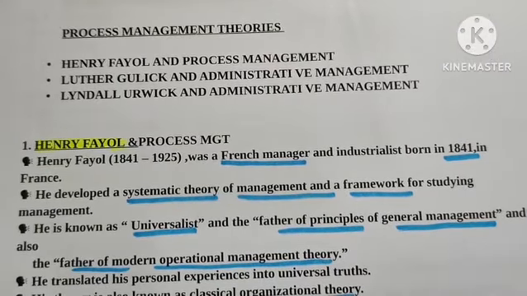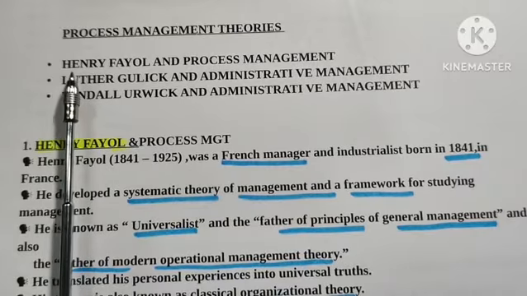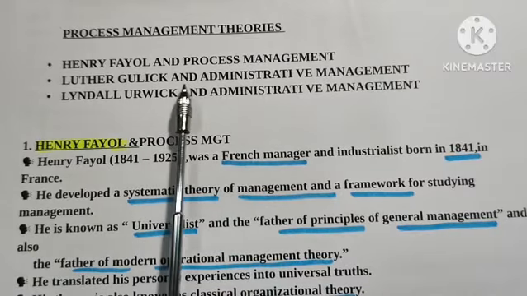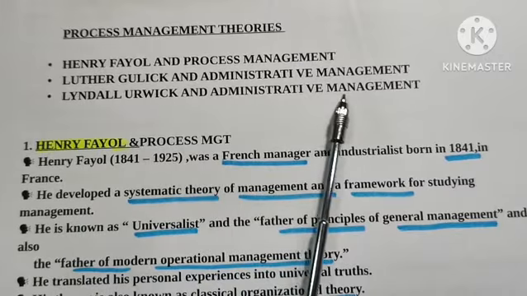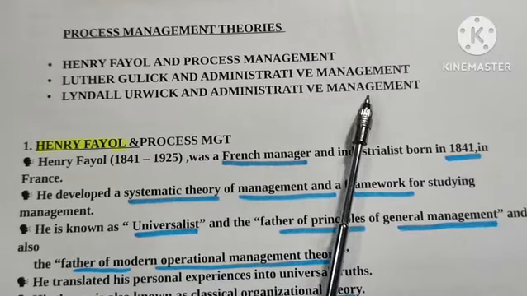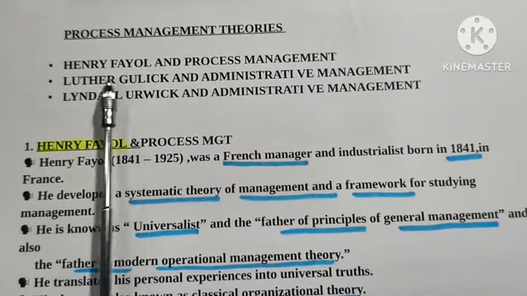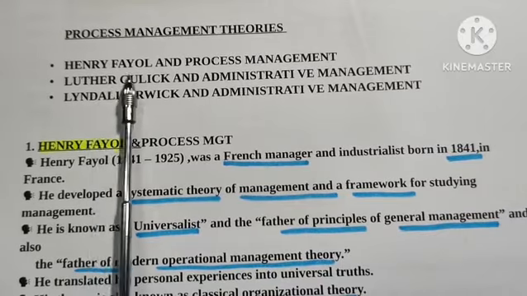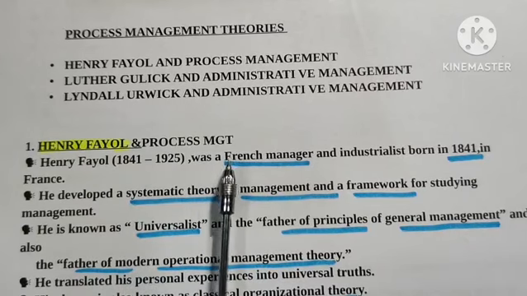In process management theories, we are going to see the theories given by three people: Henry Fayol and process management theory, Luther Gulick and administrative management theory, and Lyndall Urwick and administrative management theory. If we start with the first one, that is Henry Fayol, we have already seen the principles of management by Henry Fayol. So, Henry Fayol and process management theory.